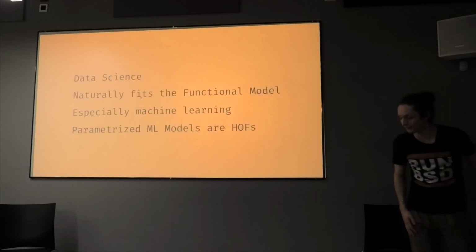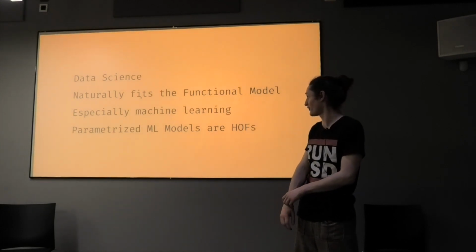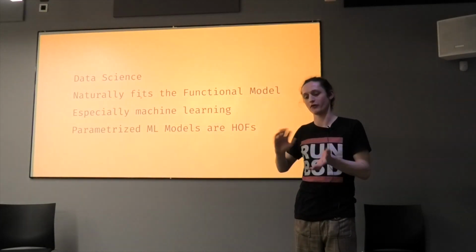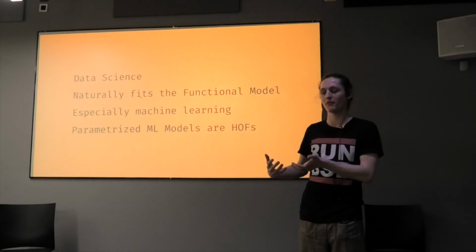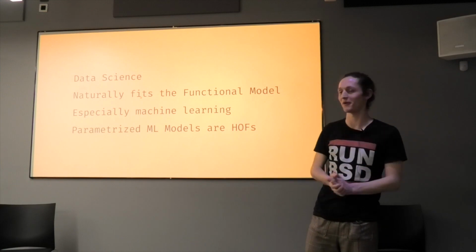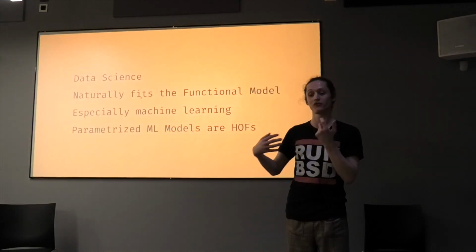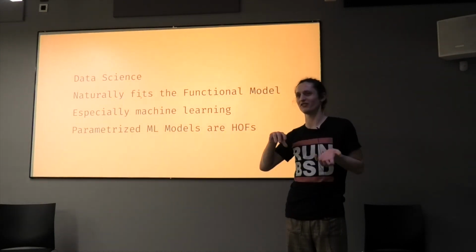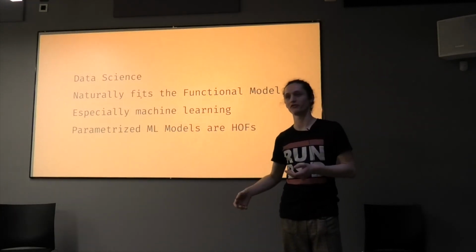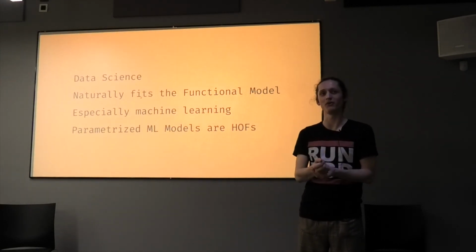So, with respect to data science, I think data science naturally falls into a functional way of looking at things, because it's very mathematical, a lot of it, or certainly can easily be made very mathematical. And likewise, machine learning especially, you're essentially approximating functions, and so being in a language which enables you to treat functions as values like anything else can be super useful there.